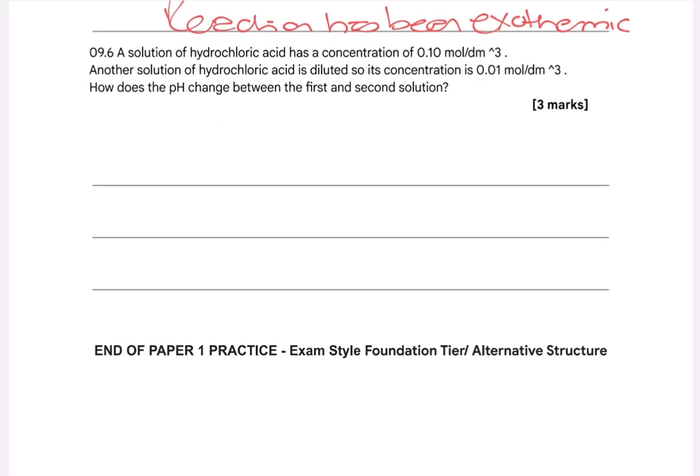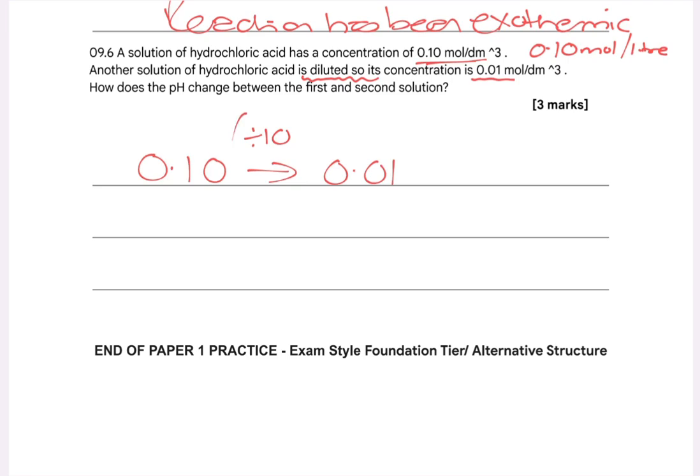So here we have a solution of hydrochloric acid. Now we're told it's got a concentration of 0.1 moles per decimetre cubed, so 0.1 moles per litre, if you prefer litres over decimetre cubed. And here it's been diluted, so like the previous question, we're diluting this from 0.1 to 0.01. This is a change of 10, so we're changing this by a factor of 10.